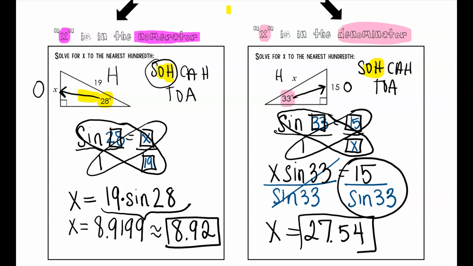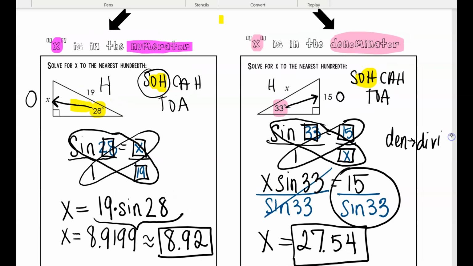All right, so the big thing to remember here is set up your ratios, cross multiply. When x is in the numerator, you're already done. You just plug this into your calculator. But when x is in your denominator, when you cross multiply, you're going to have to remember to divide. Okay, so the way I remember it is when x is in the denominator, you're going to have to divide.